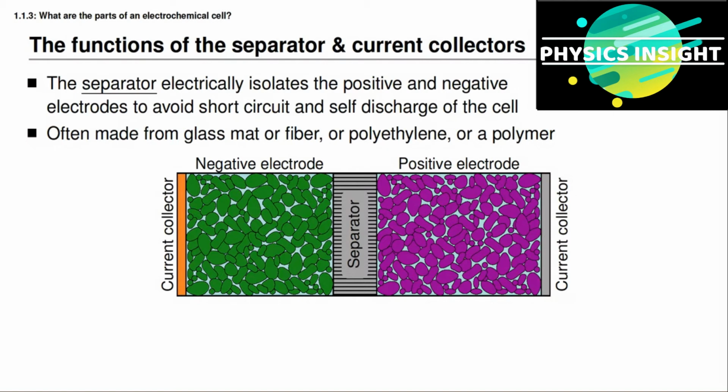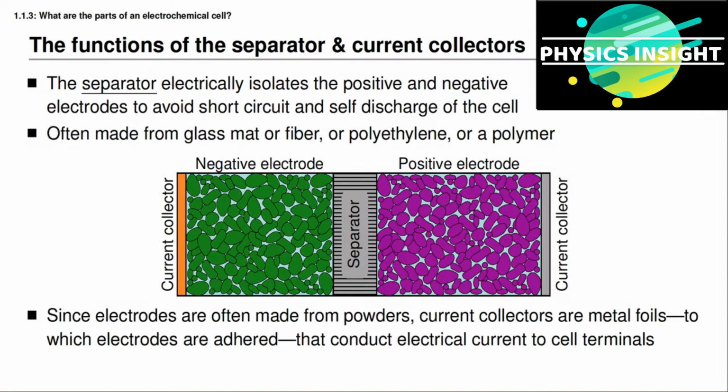It's often made from some kind of a porous glass mat or a fibrous mat or a polyethylene or a polymer with micro pores. It really only keeps the two electrodes separated from each other, but it still has pores or openings inside of it that are large enough to let the electrolyte through, and therefore ions can flow from one side of the cell to the other with very little ionic impedance.